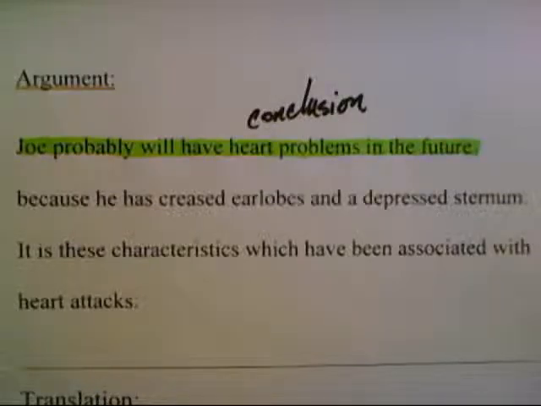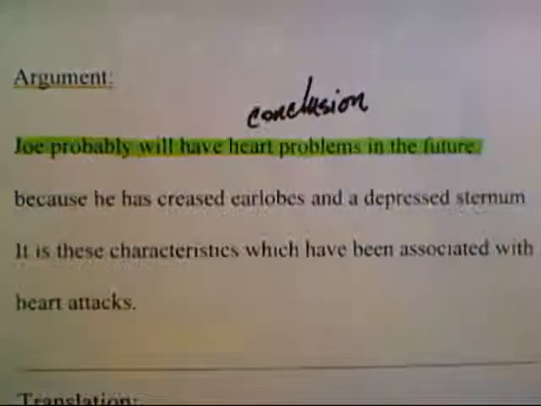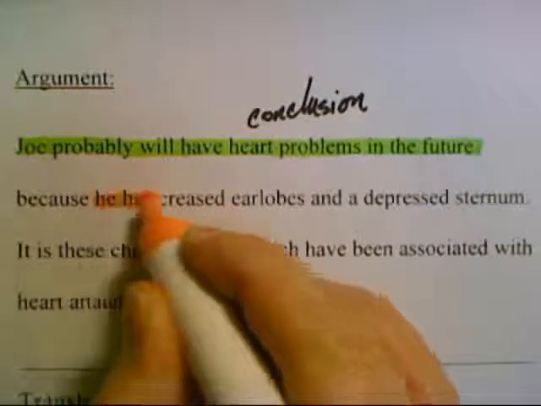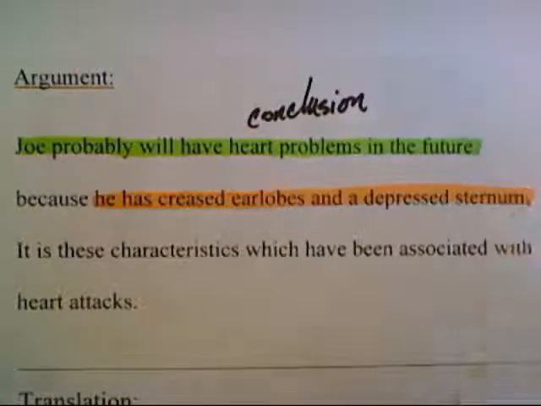Then what you're going to do is locate what are called the premises of the argument. And so what we've got is a bunch of information that tells us a little bit about how we reach this conclusion. Those are the premises of the argument. One of the premises that you're going to notice here is this one: he has creased earlobes and a depressed sternum. That is a piece of evidence that helps lead us to that conclusion.